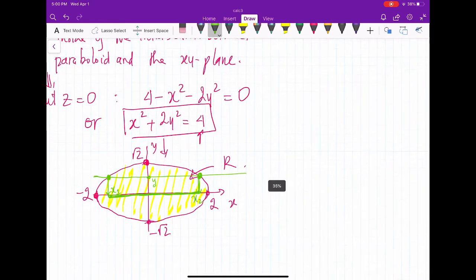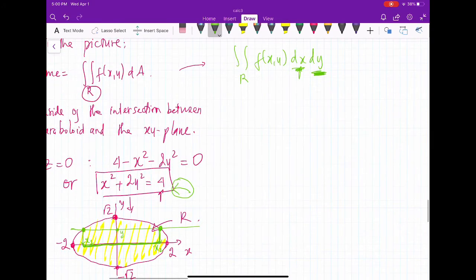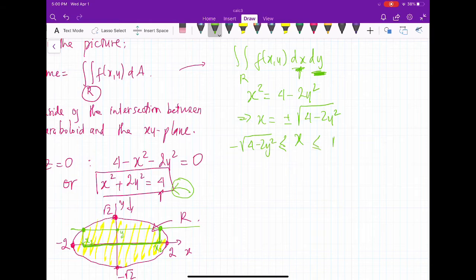Make sense? All right, so I just need to solve the equation, right, for the x, if I fix y. So if I fix y, my x squared should be equal to 4 minus 2y squared. And from here, I can see x equals plus minus square root of 4 minus 2y squared. So that means x will go from where? Go from negative square root of 4 minus 2y squared to square root of 4 minus 2y squared.